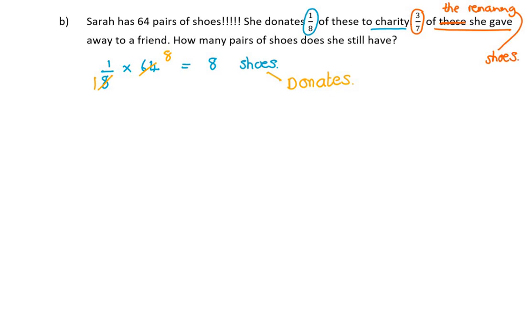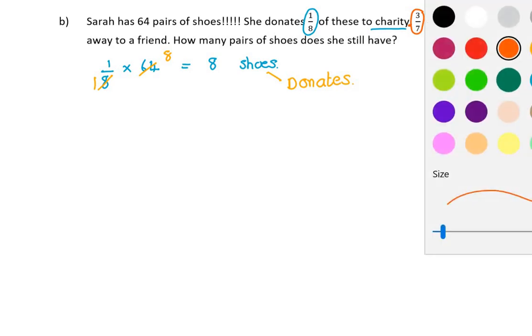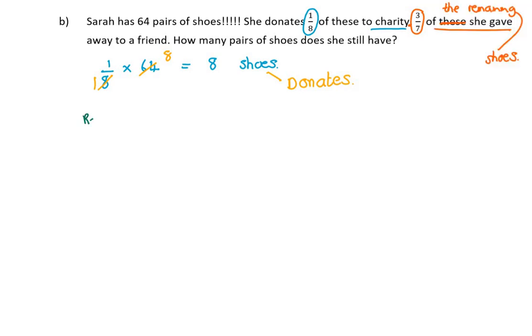So Sarah has 64 pairs of shoes. She donates 1/8 of these to charity. Full stop. 3/7 of the remaining shoes she gave away to a friend. Now that means I need to know how many shoes are remaining. So I know she started with 64 pairs of shoes, and she's taken away 8 because she's donated them. So she lands up with 56 pairs of shoes.